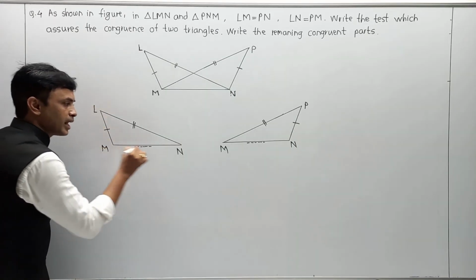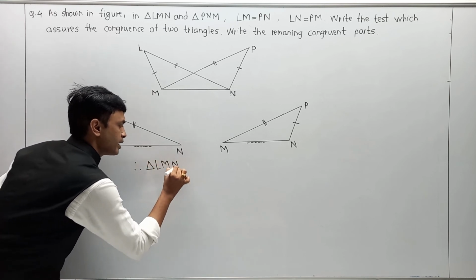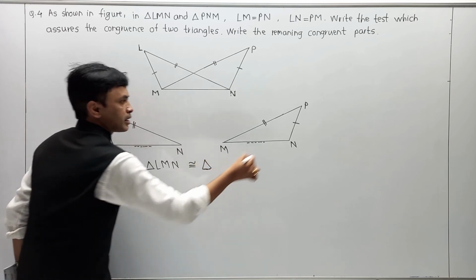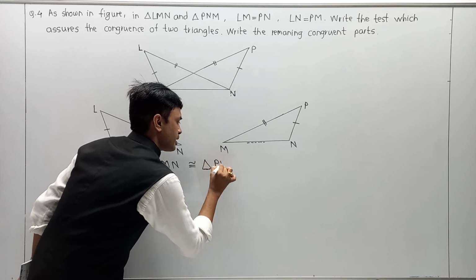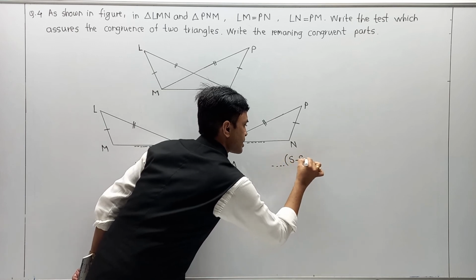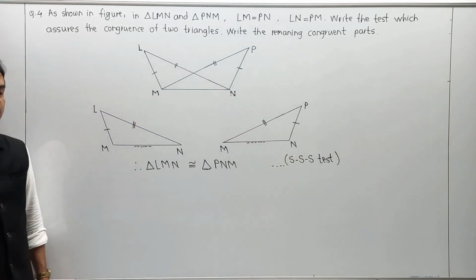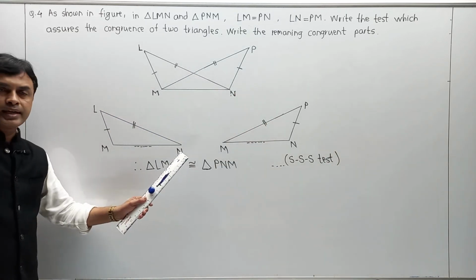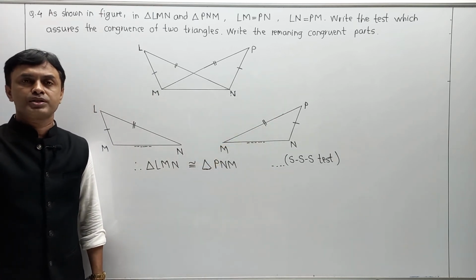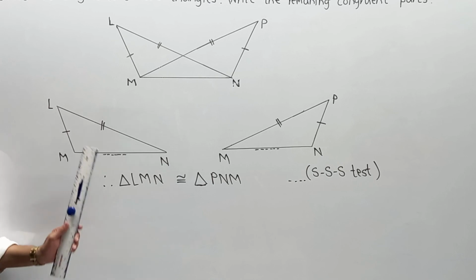Naturally we can say that triangle LMN is congruent with triangle PNM, and the reason becomes the SSS test of congruency. Now as we are able to get LMN congruent with PNM by SSS test of congruency, we have to indicate the remaining parts also.